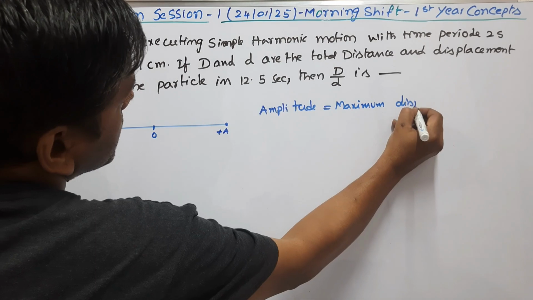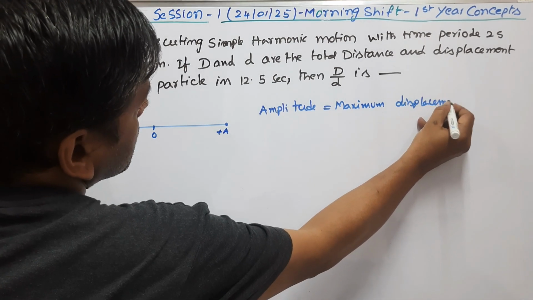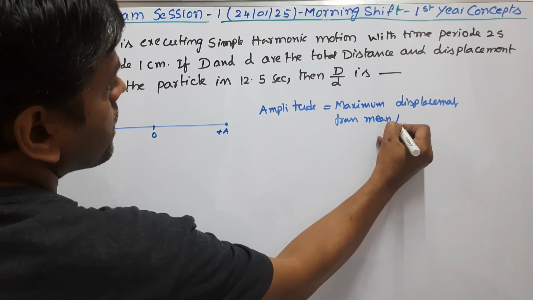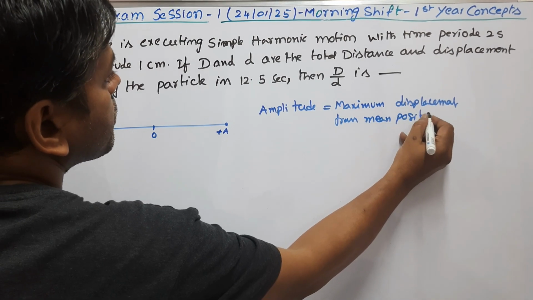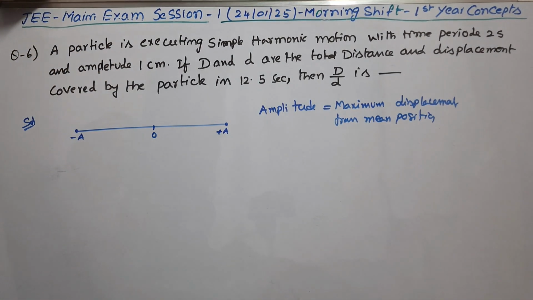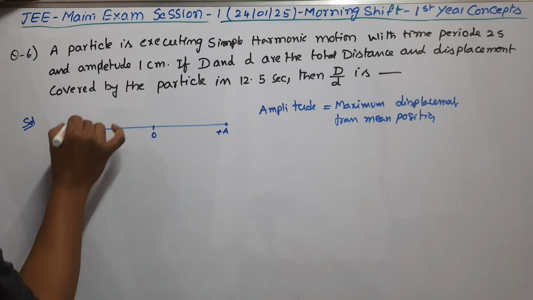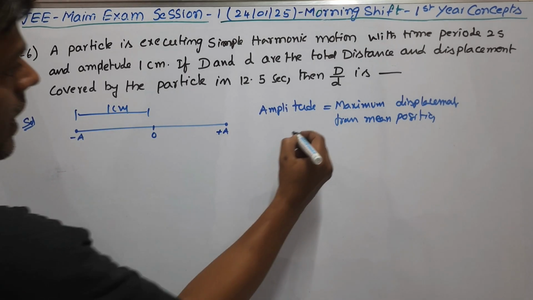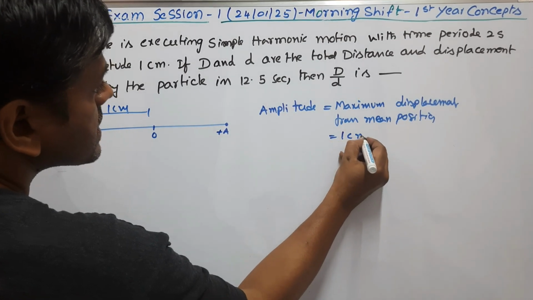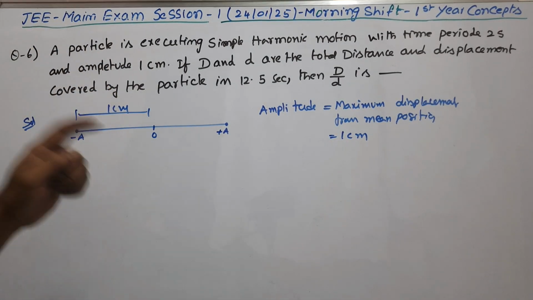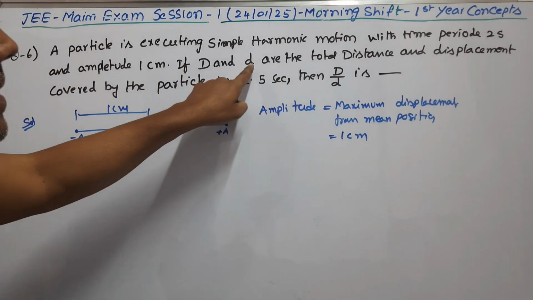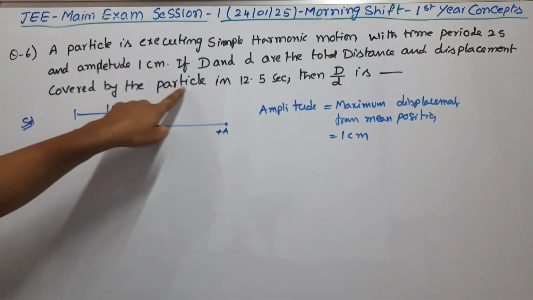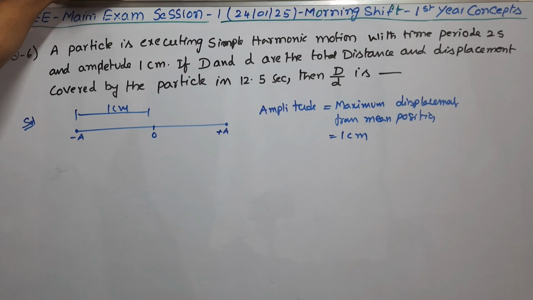Maximum displacement from mean position is called amplitude. What is given? A, that means 1 centimeter is given. Amplitude is equal to 1 centimeter. To see what is happening, capital D is the distance and small d is the displacement covered by the particle in 12.5 seconds.